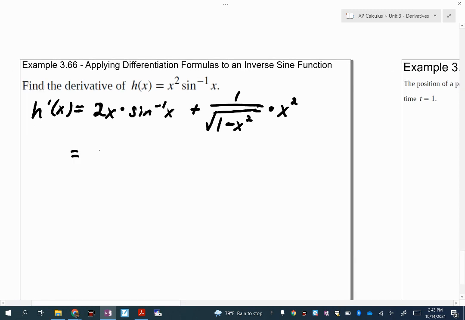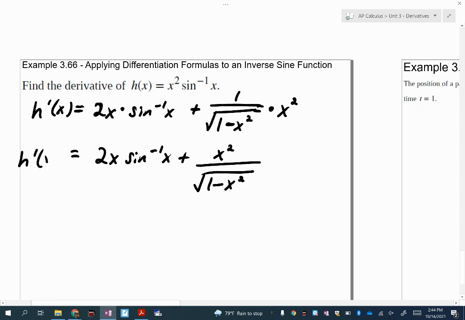All right, so we'll clean it up a little bit. So 2x times the inverse sine function plus x squared over square root of 1 minus x squared. And that's it. That's our derivative. That's using the product rule.